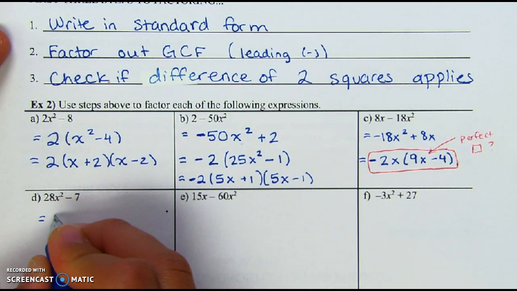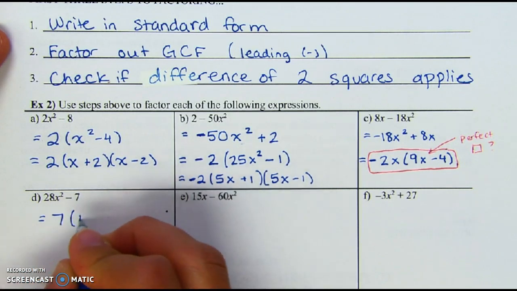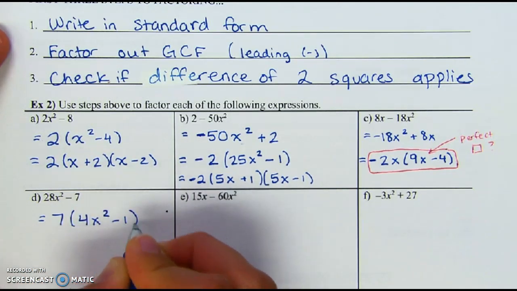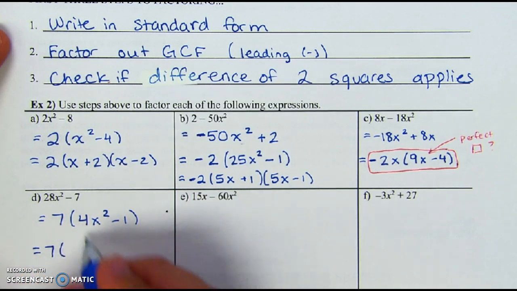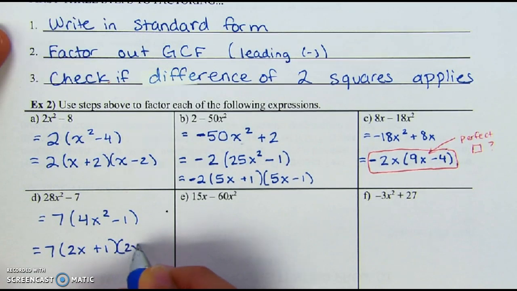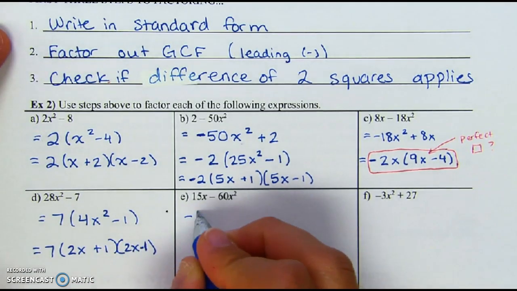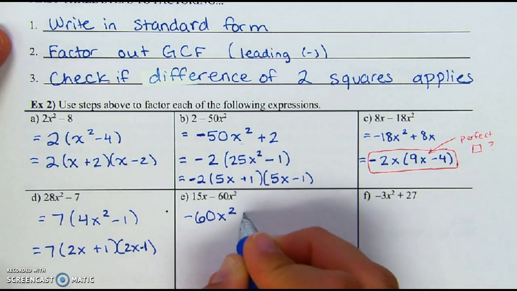This one is in standard form, so greatest common factor is 7. And then do we have a difference of 2 squares? Yes. Square root of 4, square root of 1, 2x plus 1, 2x, oops, minus 1, sorry. Not in standard form, so I'm going to change it.